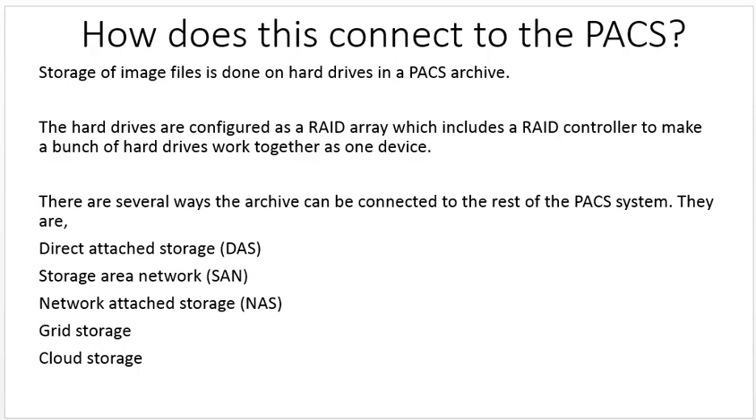There are several ways the archive can be connected to the rest of the PACS. They are direct attached storage, DAS, and you heard me talk about that when I was talking about the NAS in the whole archive screencast. SAN, storage area network, network attached storage, NAS, grid storage, and cloud storage. And I think I'll pause here before we run through each of those different types of storage. Stand by.